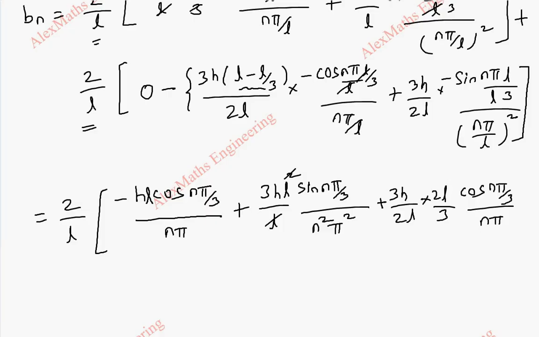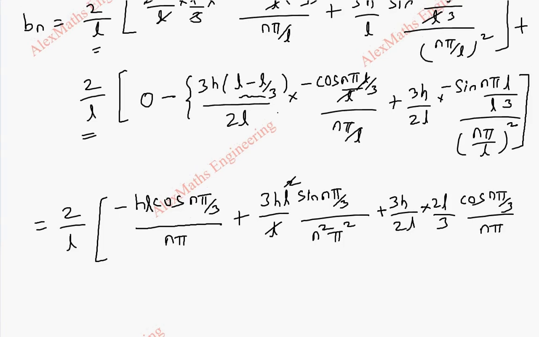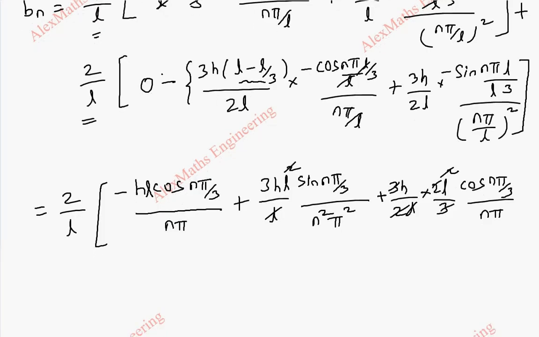I can carry this L to the numerator. So here we can cancel L and L, because already there is one L. This by L I take to the numerator. So it becomes L square, so L we can cancel. Even this 3 and 3 we can cancel, 2 and 2 we can cancel. So we are left with only hL into cos n pi by 3 by n pi. And the last term is this, minus I took inside, and again I have to take it for this.